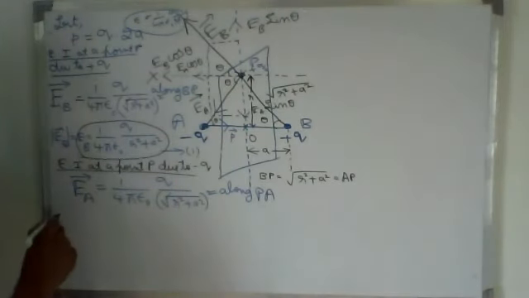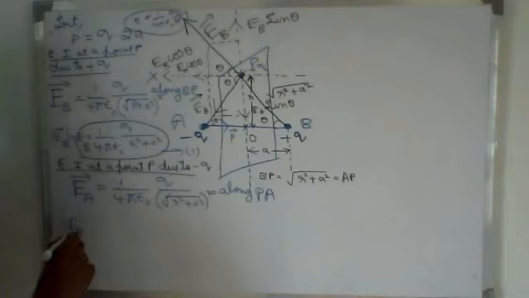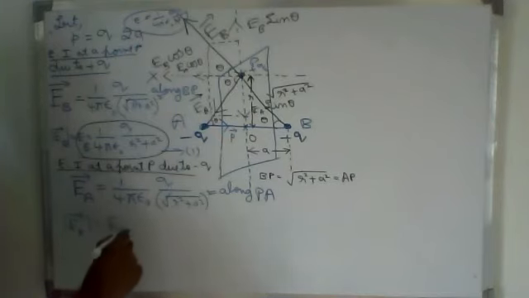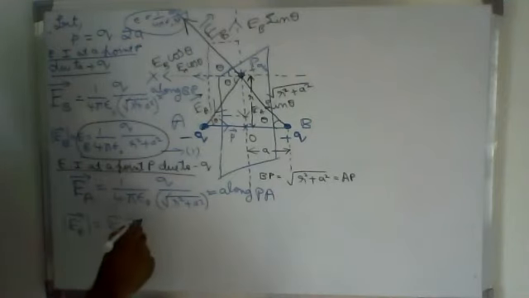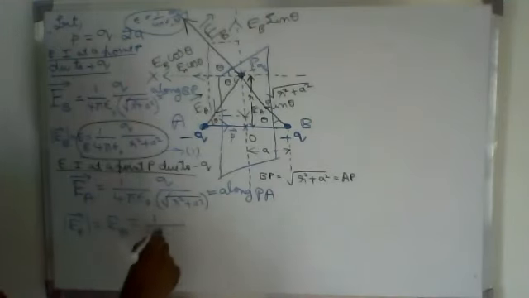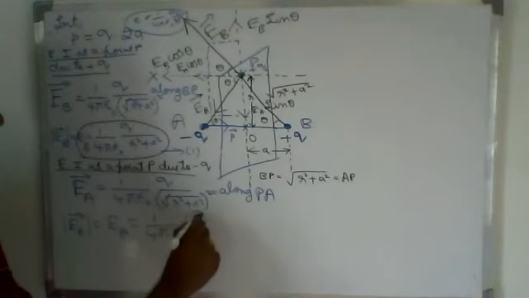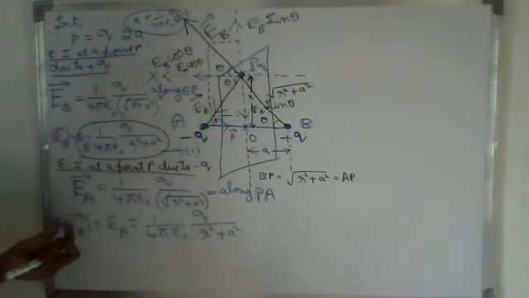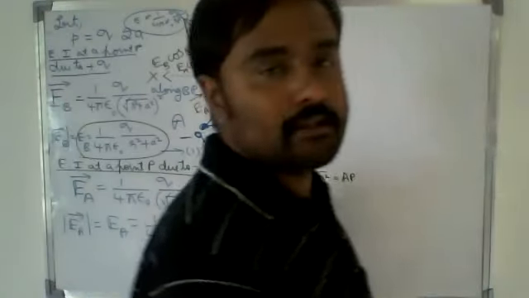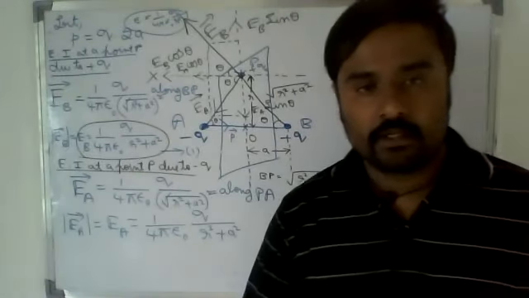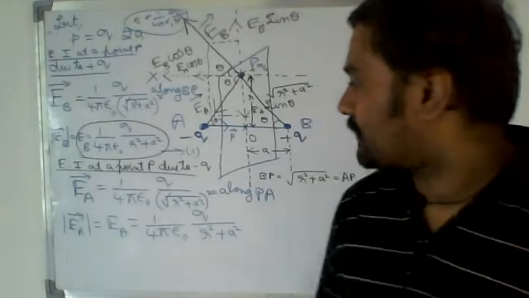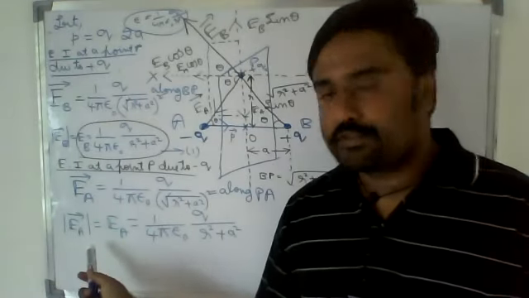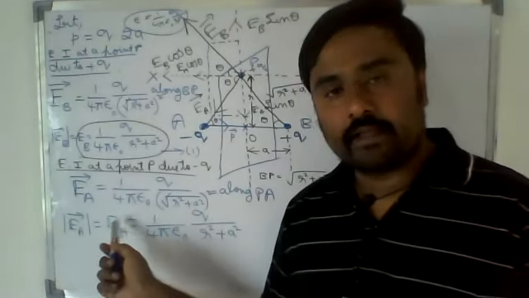And then the magnitude of the EA vector is EA, which is equal to 1 divided by 4 pi epsilon naught Q divided by R squared plus A squared. So this is the magnitude of the EA vector. While calculating the magnitude of the EA vector, we should not write the vector sign on EA.